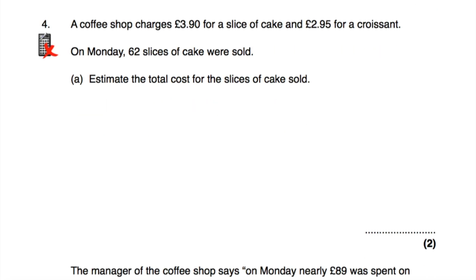Okay, let's have a look at our next question, question number 4. So question number 4 says a coffee shop charges £3.90 for a slice of cake and £2.95 for a croissant. And on Monday, 62 slices of cake were sold. Estimate the total cost for the slice of cake sold.